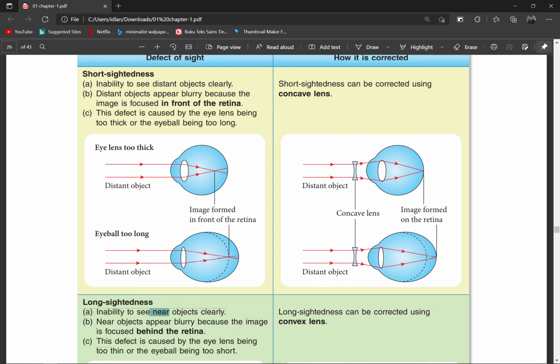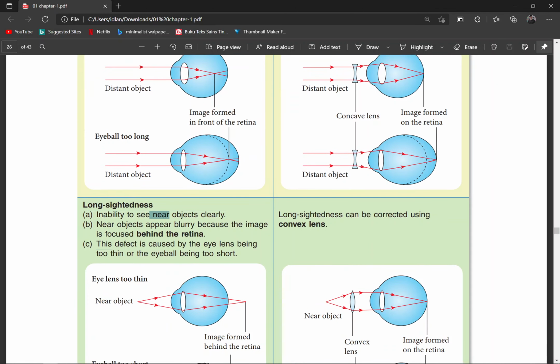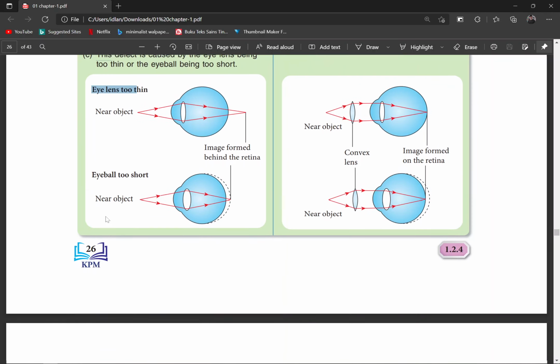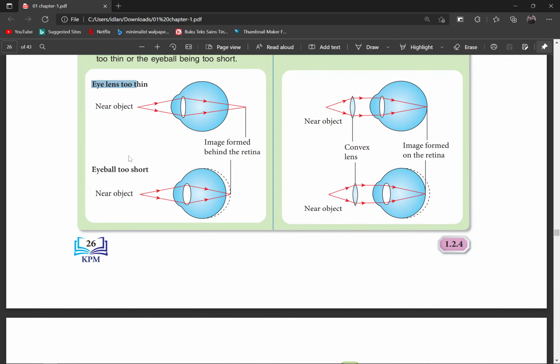This defect is caused by the eye lens being too thin or the eyeball being too short. Untuk yang eyeball too short ni, nampak tak tebal? Tebal dia jadi lambat. Bila lambat, dekat belakang retina ni. Bila belakang retina, tak nampak. Dia cuma nampak dekat retina ni. Macam ni, dekat sini ni.